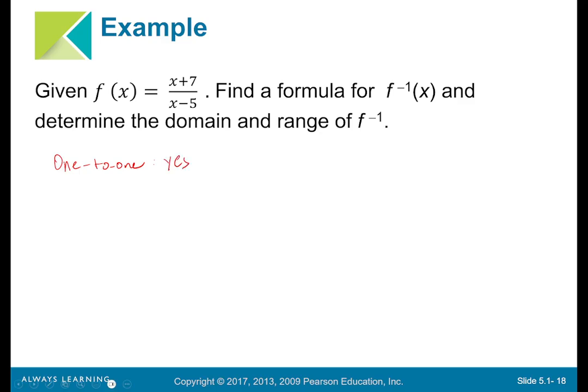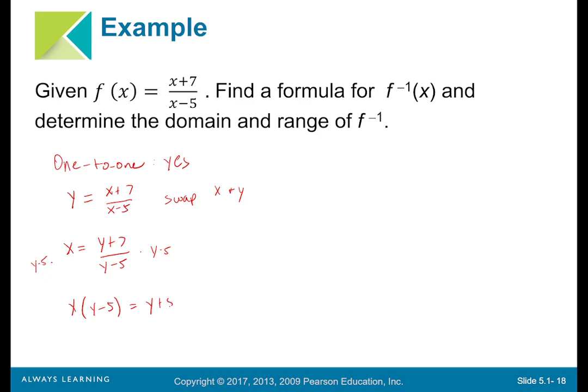So now we want to find our formula. Well, let's label it y equals x plus 7 over x minus 5. And then we're going to swap x and y. And we get x equals y plus 7 over y minus 5. Now we multiply both sides by y minus 5, to undo the fraction, of course, because I want to get rid of that as quickly as I can. And I get x times (y minus 5) equals y plus 7.